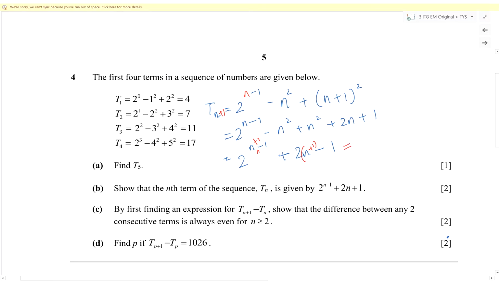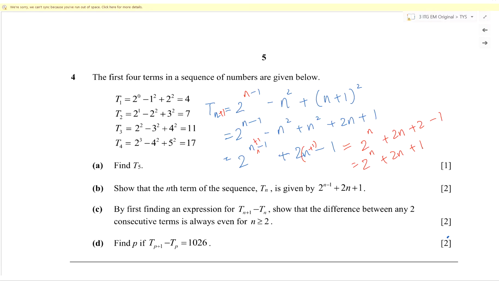Okay, so let us see what we get from here. Tn plus 1, it becomes 2 power n plus 2n plus 2 minus 1. Plus 2n plus 1. This is Tn plus 1, isn't it? Did I make a mistake? No, because I hear murmuring. Do you need me to explain anything from here?